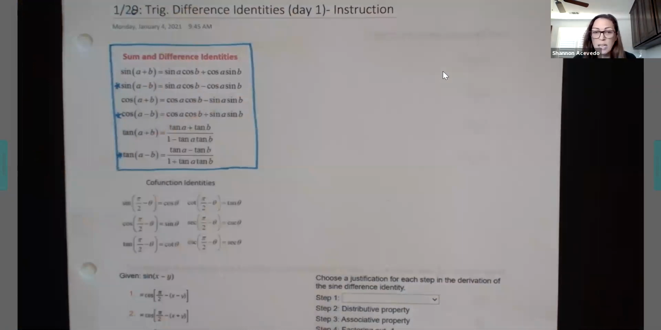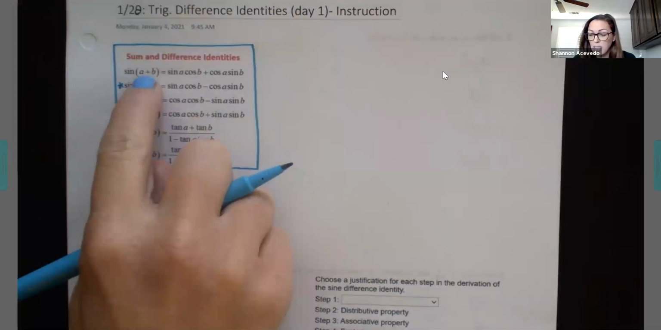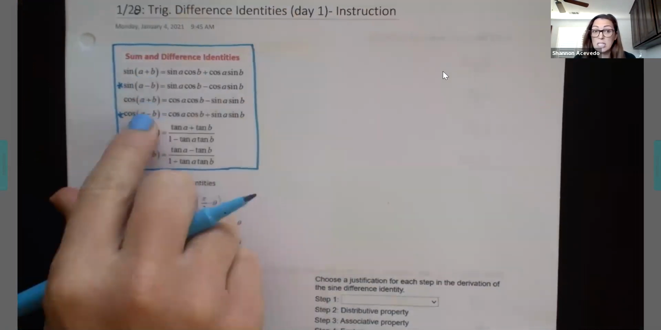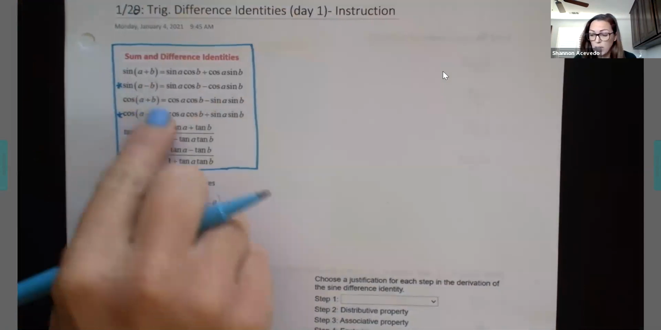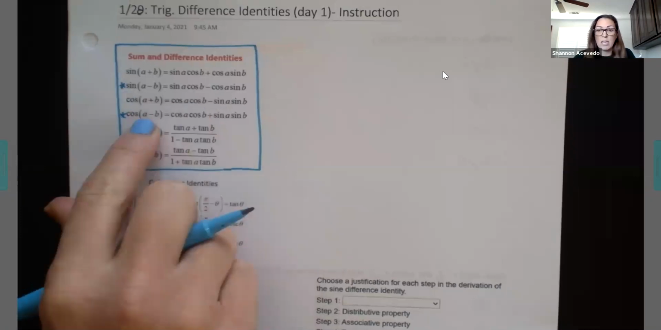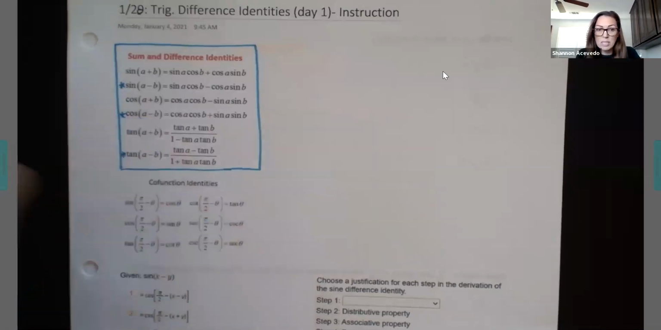If it's sine and it's a sum, then it's a sum in between. Difference, it's a difference in between. That's different when we talk about cosine. With cosine, they're switched. When it's a sum, it becomes a minus in between, and vice versa. Tangents are obviously the ugliest looking ones because they put them into division problems, but these are what we call the sum and difference identities, and they're all on that sheet I put in Google Classroom.